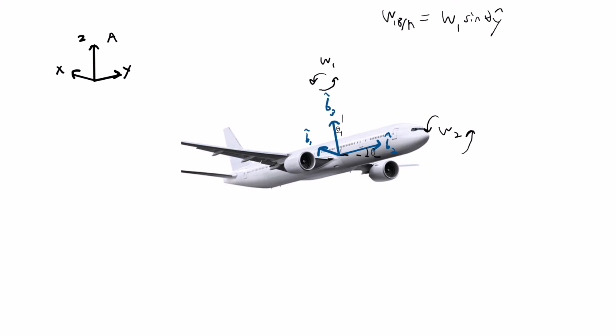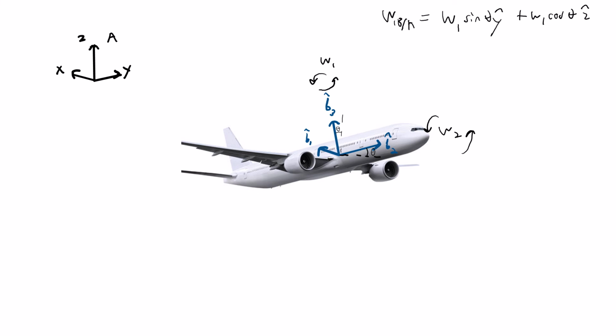We can use the same reasoning for cosine to find it in the z hat direction. So plus omega 1, it's also positive because it's counterclockwise, cosine theta in the z hat direction. So there we have omega 1 in the A reference frame. Then we can repeat the same steps for omega 2.